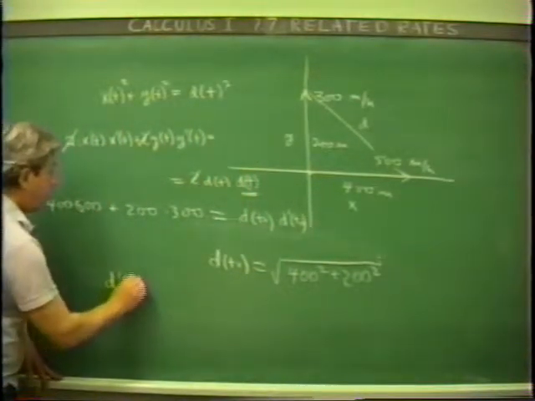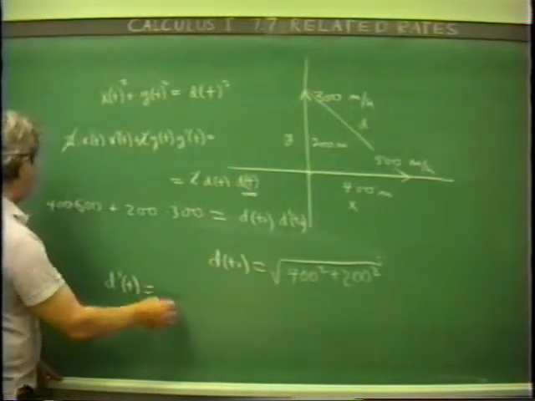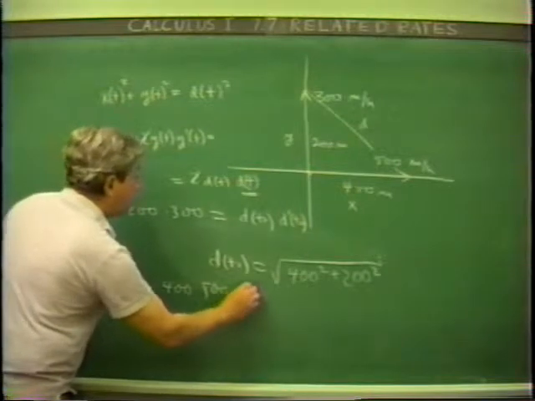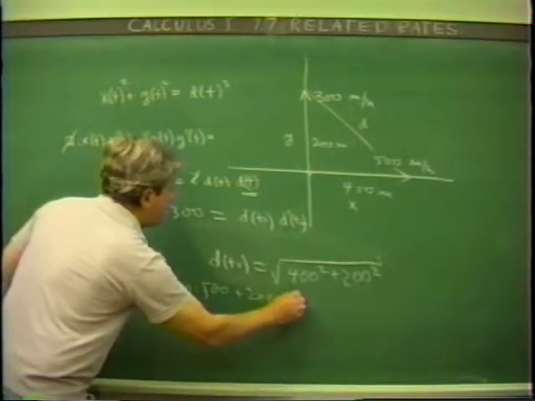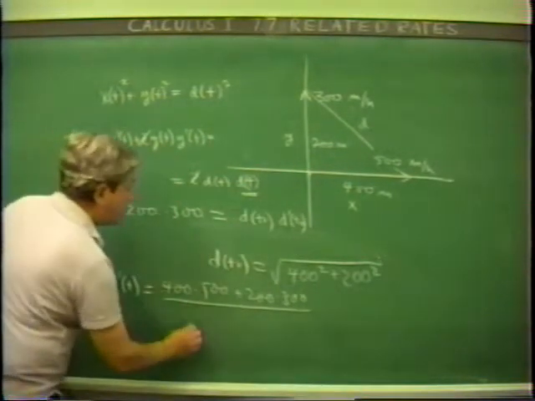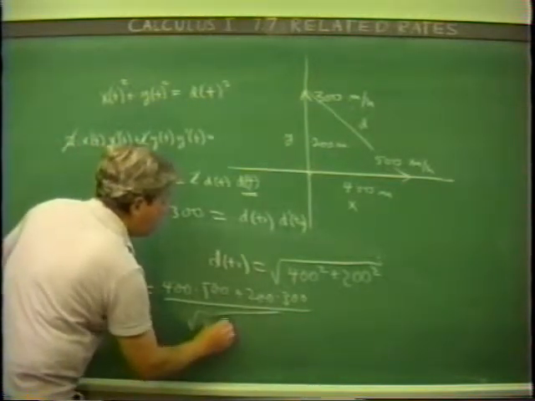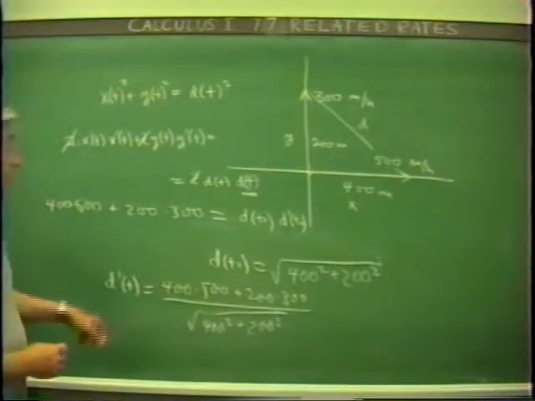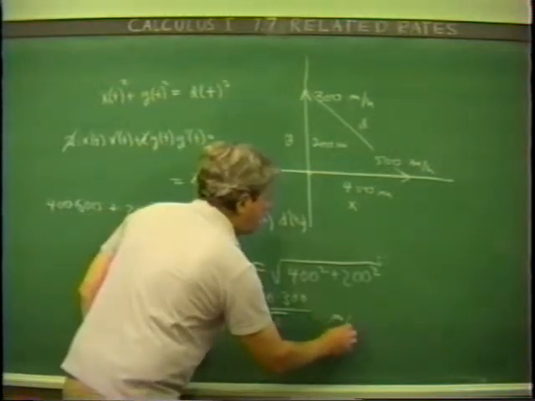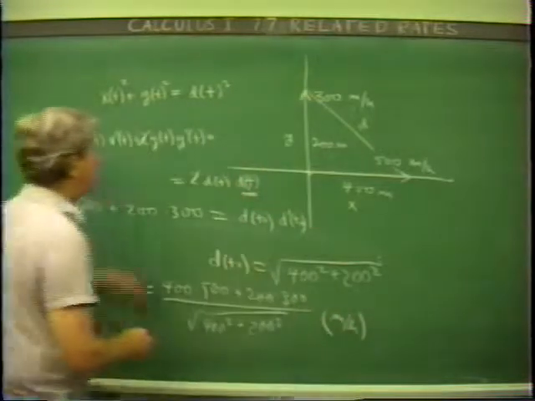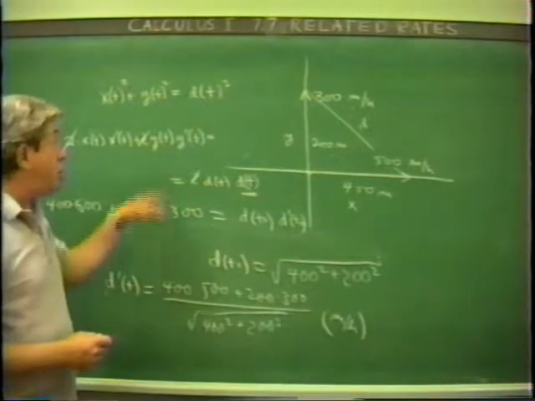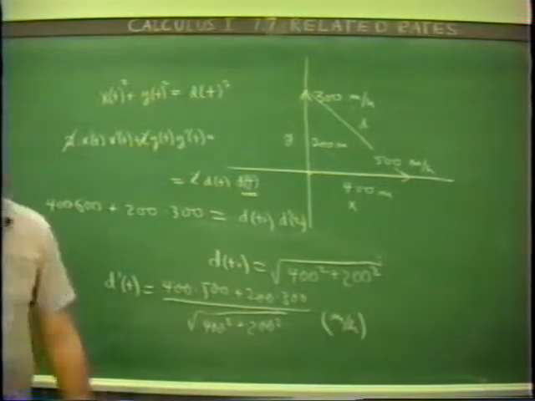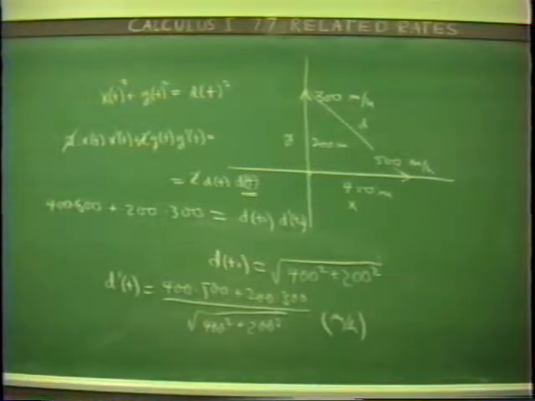Right? So now we can solve this for d prime, the rate at which the distance between them is changing. It's going to be equal to 400 times 500 plus 200 times 300, divided by the square root of 400 squared plus 200 squared. And this is going to be in miles per hour, because those were the units that we used. It's important to make sure that you use the same units throughout the entire problem. Okay, so there's the first example.